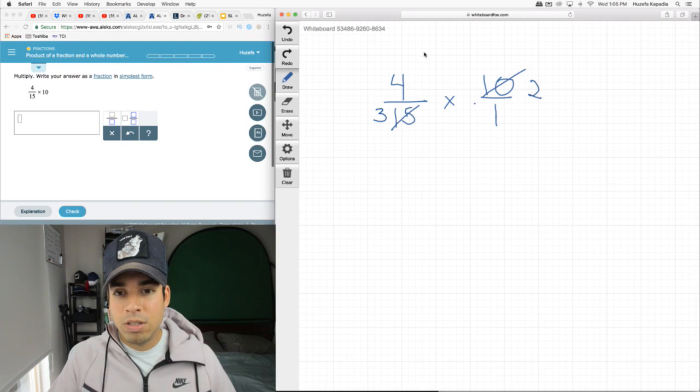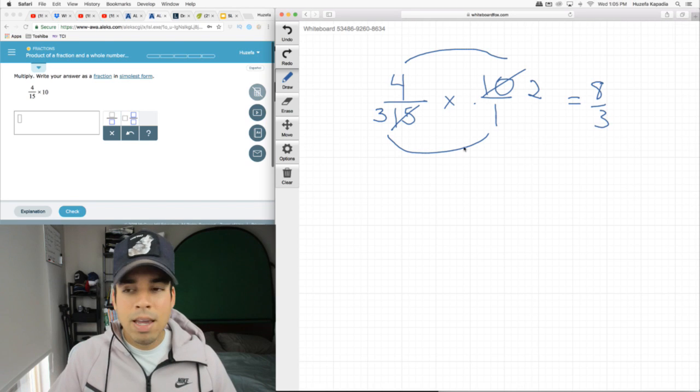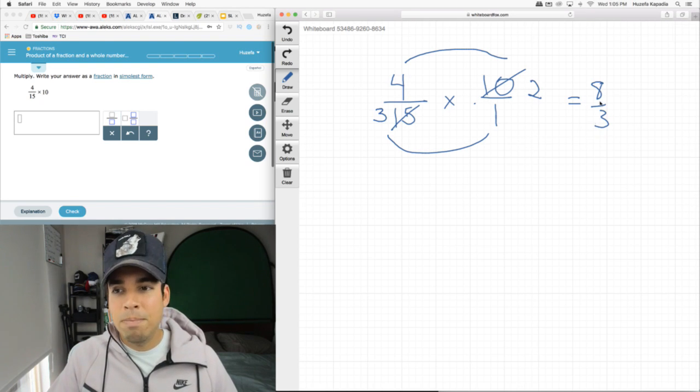They've now combined because they're one giant fraction because of the multiplication. Now it's most simplified. Now we can multiply across. We get 4 times 2 on the top, 3 times 1 on the bottom, and we get 8 over 3. Now we want simplest form. They may accept this as an improper fraction, but usually simplest form means a mixed number.